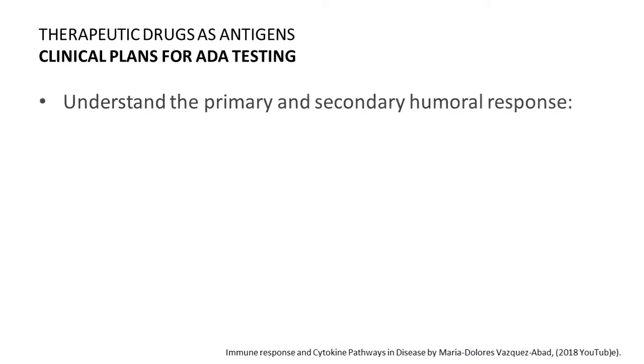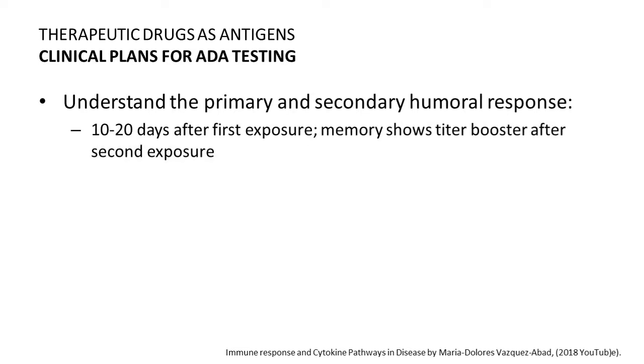So looking at the clinical plans for anti-drug antibody testing, remember the primary and the secondary humoral response. It does depend, but generally 10 to 20 days after the first exposure is when you are going to have a primary response, also secondary, but it's when you're going to have the titers increased in a way that you can actually measure them. And if there's a memory adaptive response in the secondary response, there is going to be a titer booster. This is going to happen after a second exposure.